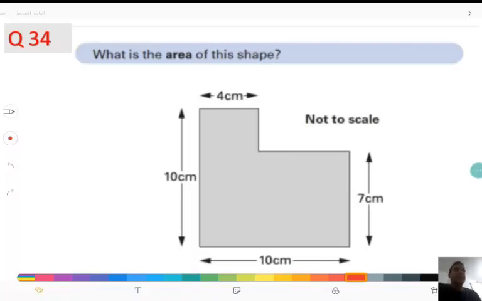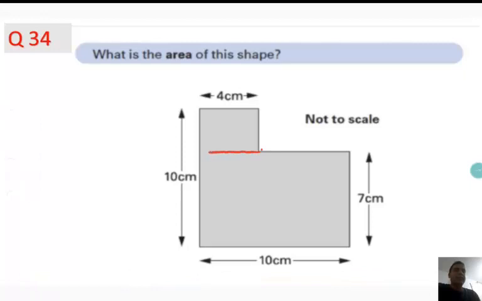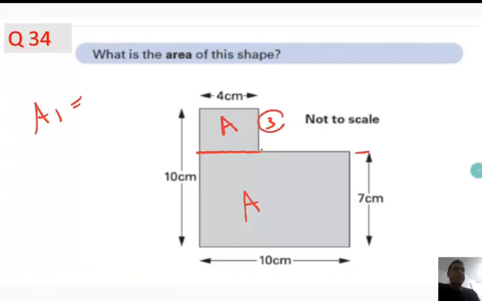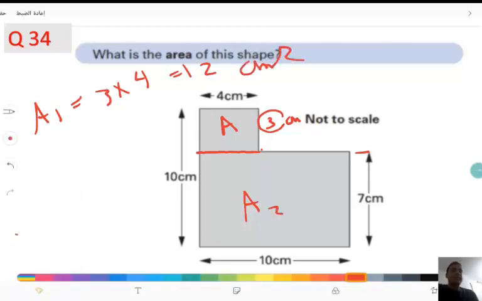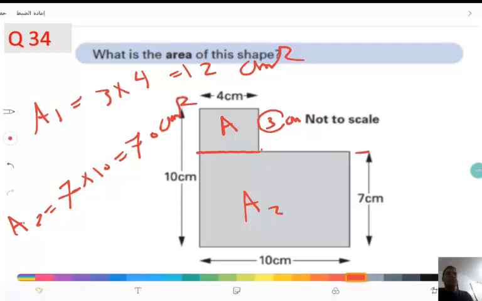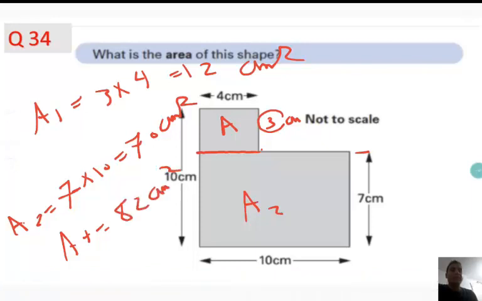This is not a regular shape. We can divide this shape into regular shapes: rectangle 1, A1, and A2. For A1, the area equals, up to here is 7, that means this one is 3 centimeters, 3 times 4, which is 12 centimeters squared. For A2 equals 7 times 10, which is 70 centimeters squared. That means A total equals 12 plus 70, which is 82 centimeters squared. That's it.